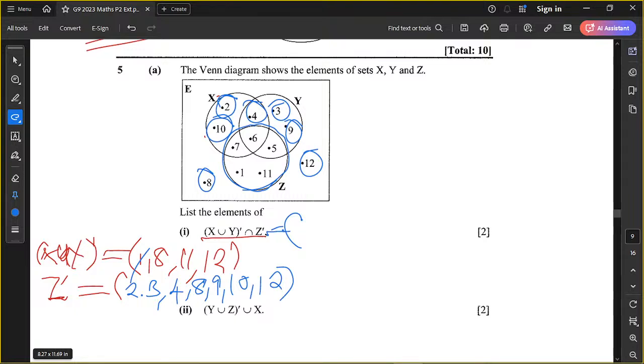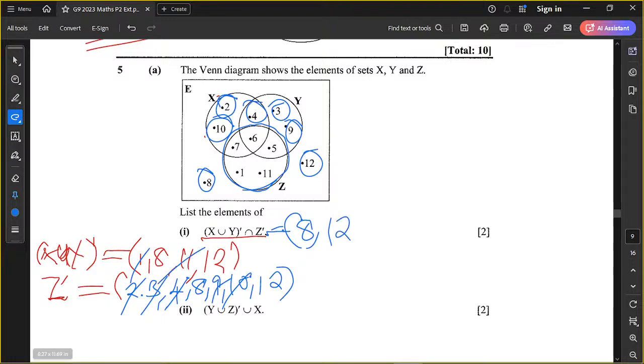Z has got a lot, so we say, is 2 found in the other set? No. 3? No. 4? No. 8? Yes, we skip 8, so we write 8. Then we say 9, is 9 found in the other set? No. 10? No. 12? Oh, 12, yes, sorry, 12, yes. 12 is found in both, so we write 12.